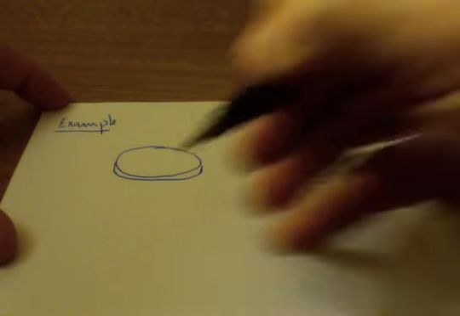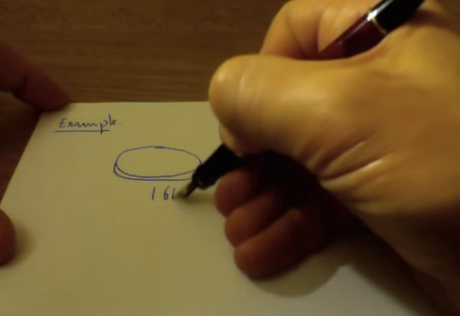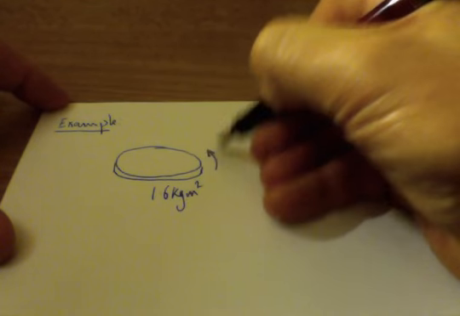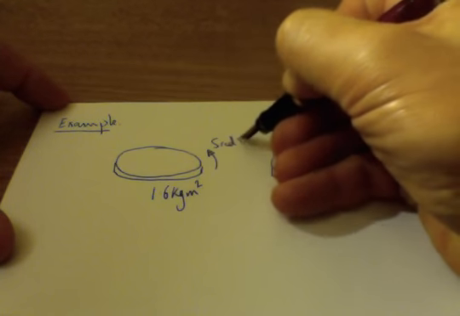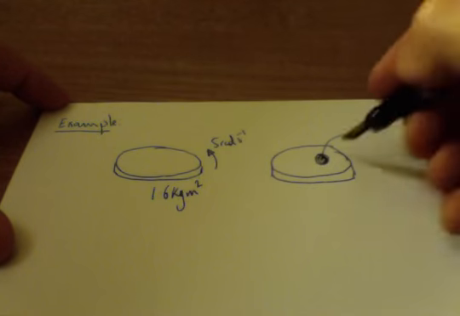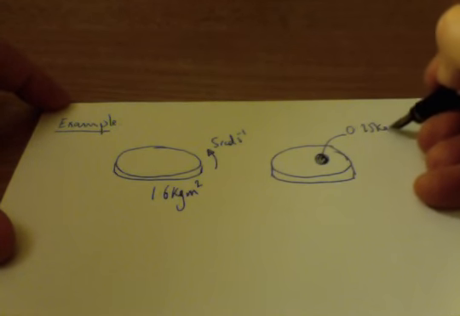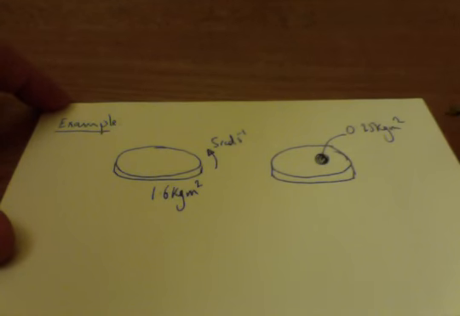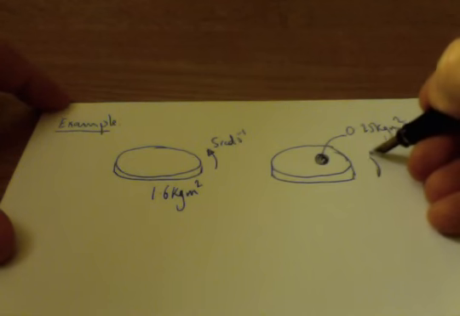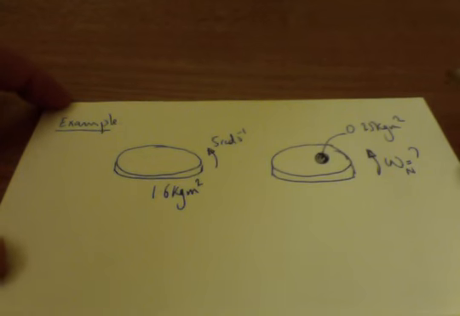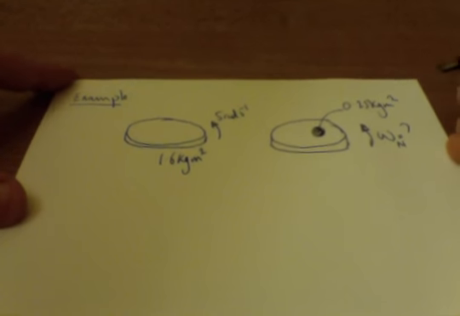Okay, the moment of inertia is 1.6 kilogram meter squared without the clay, and it's moving around at 5 rads per second. The clay has a moment of inertia of 0.25 kilogram meter squared, and after it's placed on, what is the new angular speed? If you think you know the answer, hit pause. Otherwise, here comes some solutions.